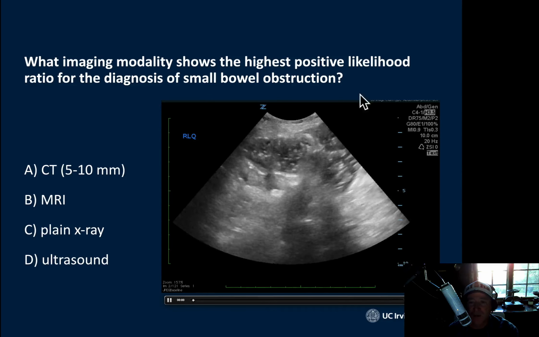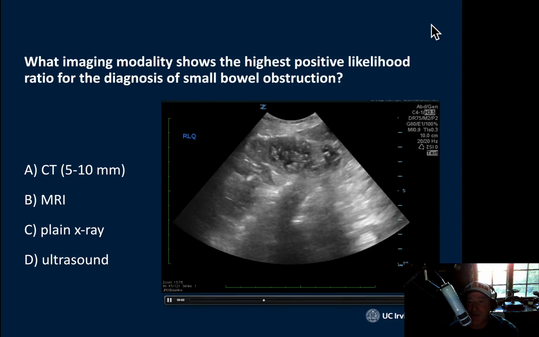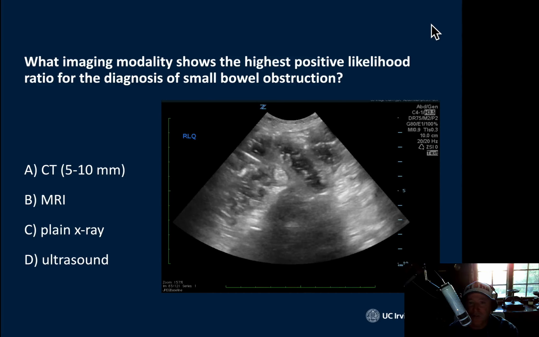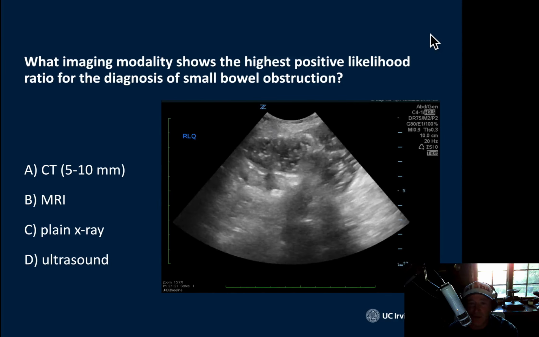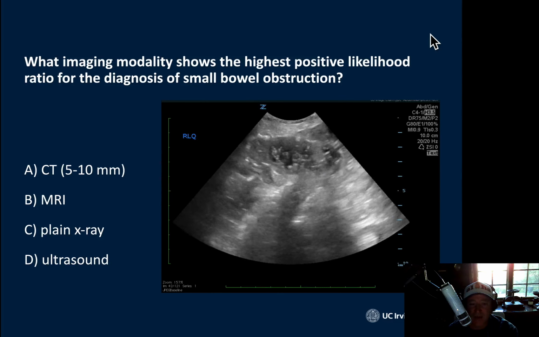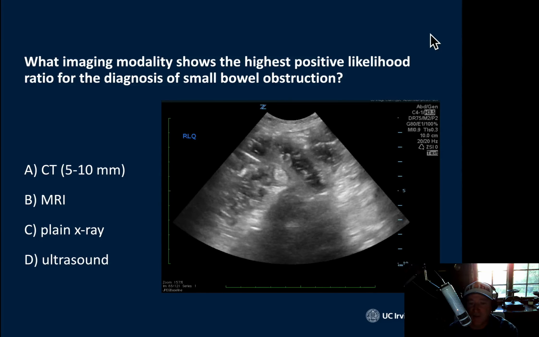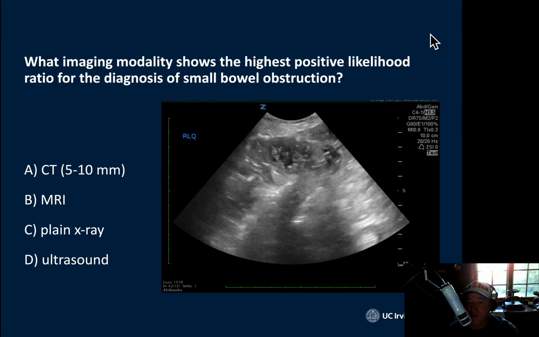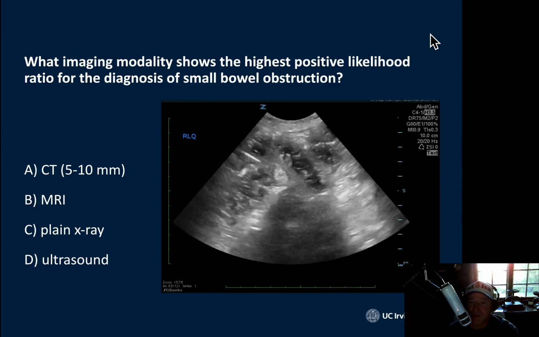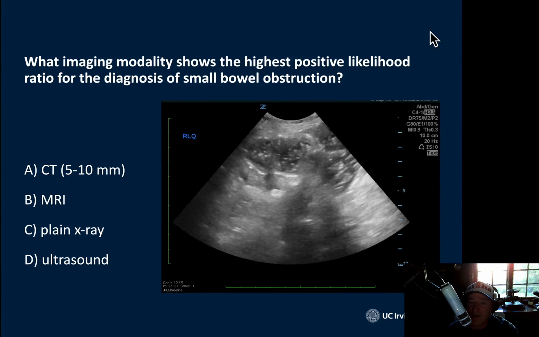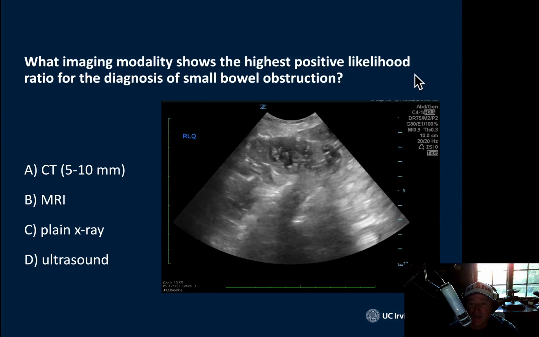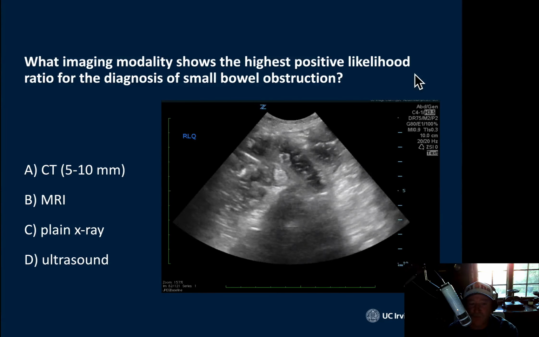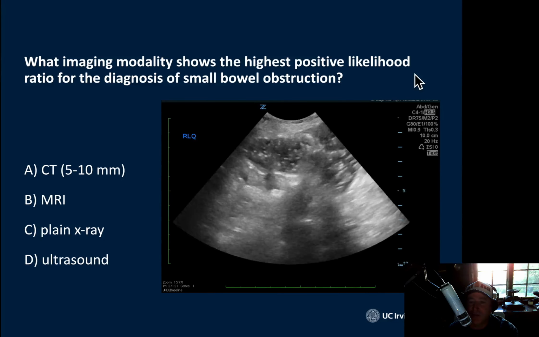So the question is, what imaging modality shows the highest positive likelihood ratio for the diagnosis of small bowel obstruction? Is it CT scan? I know you're thinking it's got to be CT scan. CT is better for everything, right? Is it MRI, plain X-ray, or ultrasound? And it turns out the answer is D, ultrasound. This is one of the LLSA questions, and it's one of the times where ultrasound actually outperforms even MRI. Can you believe it or not?